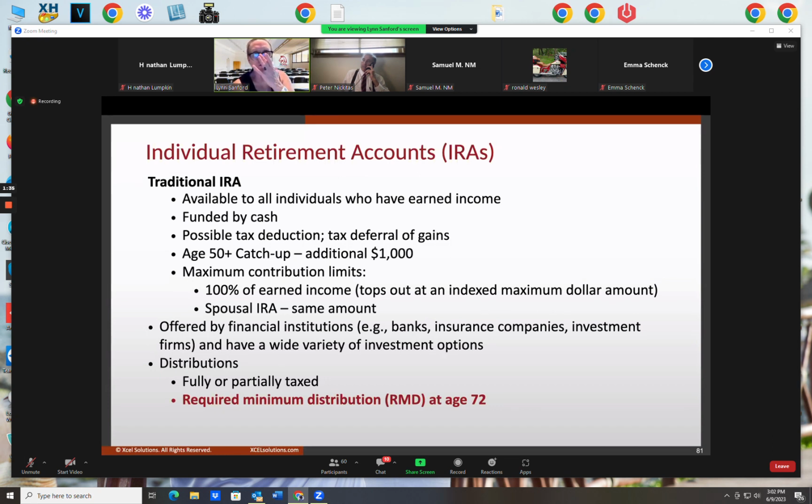If you don't turn 73 until this year, then you have until December 31st of this year, 2023, to take out your required minimum distribution. And your first required minimum distribution you can delay until April 1st of the following year, 2024. But if you do that, you've got to take a distribution out by April 1st for this year, and you've got to take another distribution out between April 1st and December 31st next year for next year.